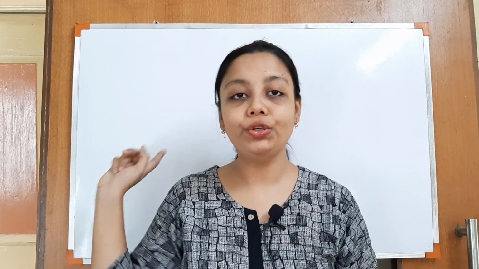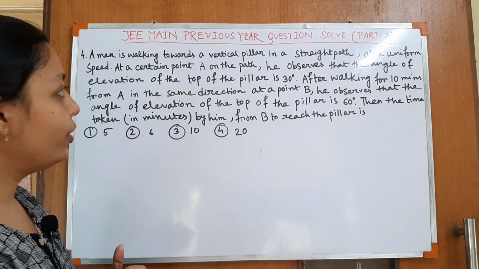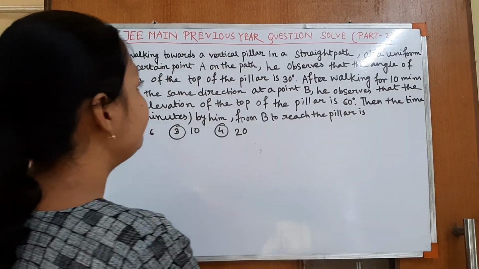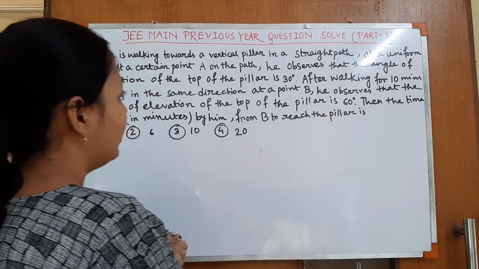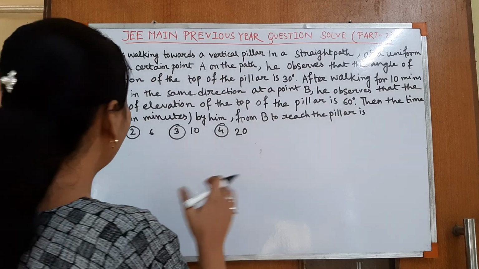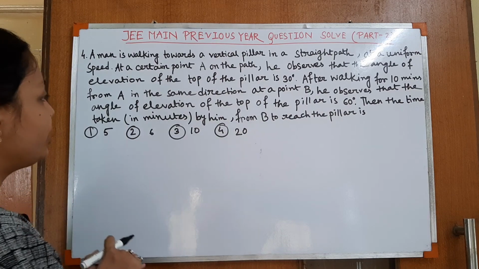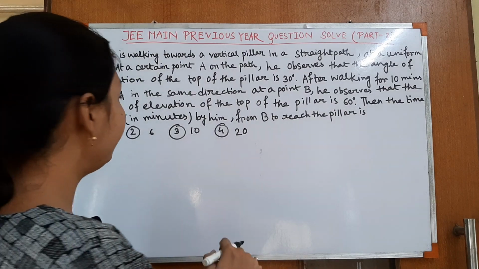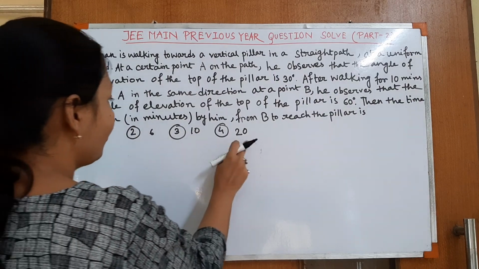So let's move on to today's topic. Today we start our session with this given problem: a man is walking towards a vertical pillar in a straight line at a uniform speed. At a certain point A on the path, he observed that the angle of elevation of the top of the pillar is 30 degrees. After walking for 10 minutes from A in the same direction, at a point B, he observes that the angle of elevation of the top of the pillar is 60 degrees. Then the time taken by him from B to reach the pillar is 5 minutes, 6 minutes, 10 minutes or 20 minutes.